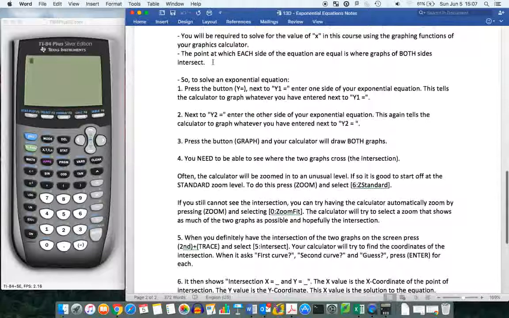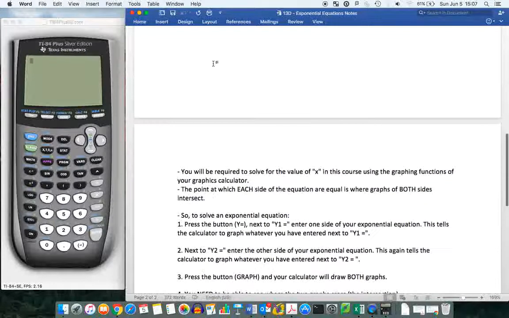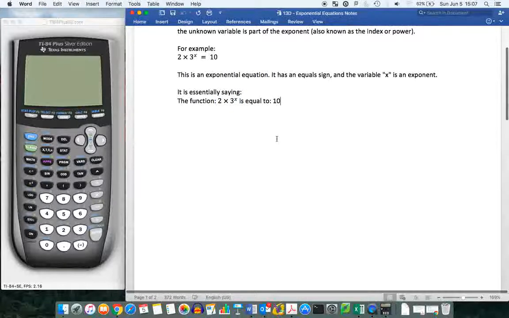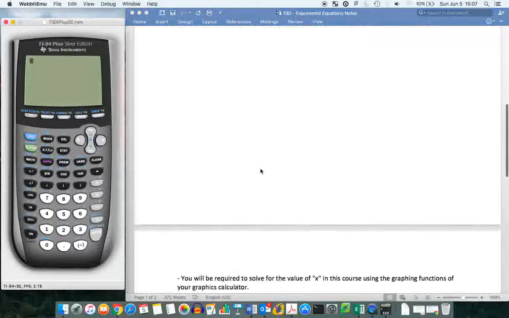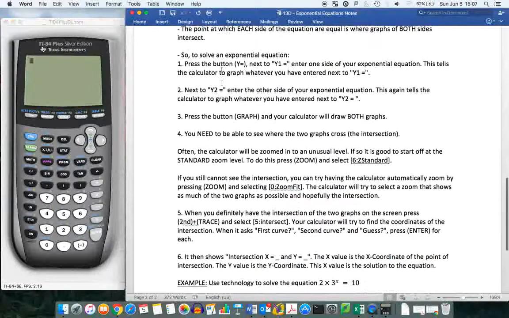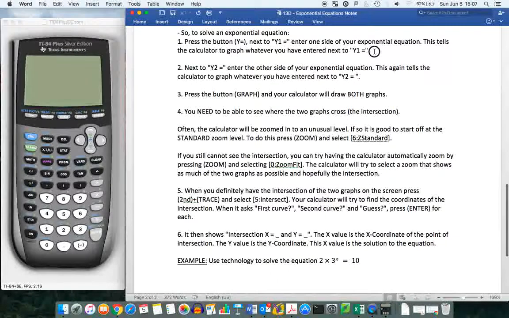The solution for x is the point at which the graphs cross, or in other words, the point at which each side of the equation are equal, and that is where the graphs of both sides intersect. So if we were to draw a graph of y is equal to 2 times 3 to the power of x, and also another graph of y is equal to 10, and we see where they cross, the x value of that point is the solution.